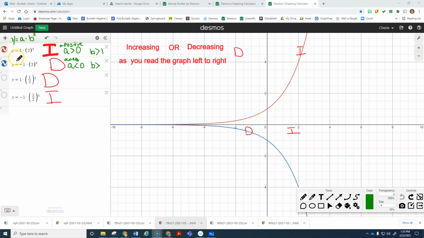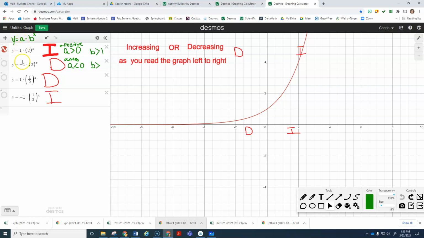So this time we're not just going to look at the graphs. We're going to look at what the equation tells us about whether it's increasing or decreasing. And we have to look at two things. We have to look at the value of A, and when we're talking about the value of A, really all I care about is whether A is positive or negative.